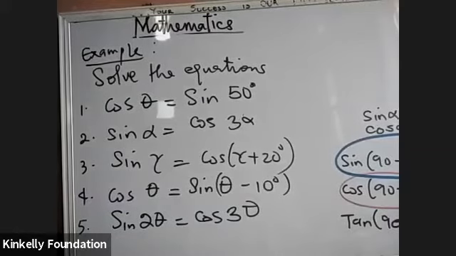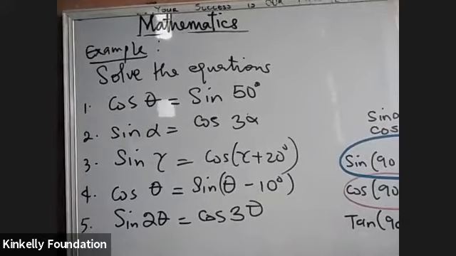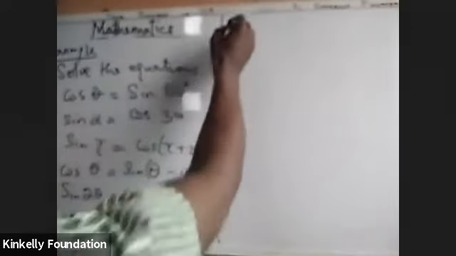Sine alpha equal to cos 3 alpha, sine gamma equal to cos gamma plus 20°, and cos theta equal to sine theta minus 10°, sine 2 theta equal to cos 3 theta. So let's see what we can do concerning this. Solution.